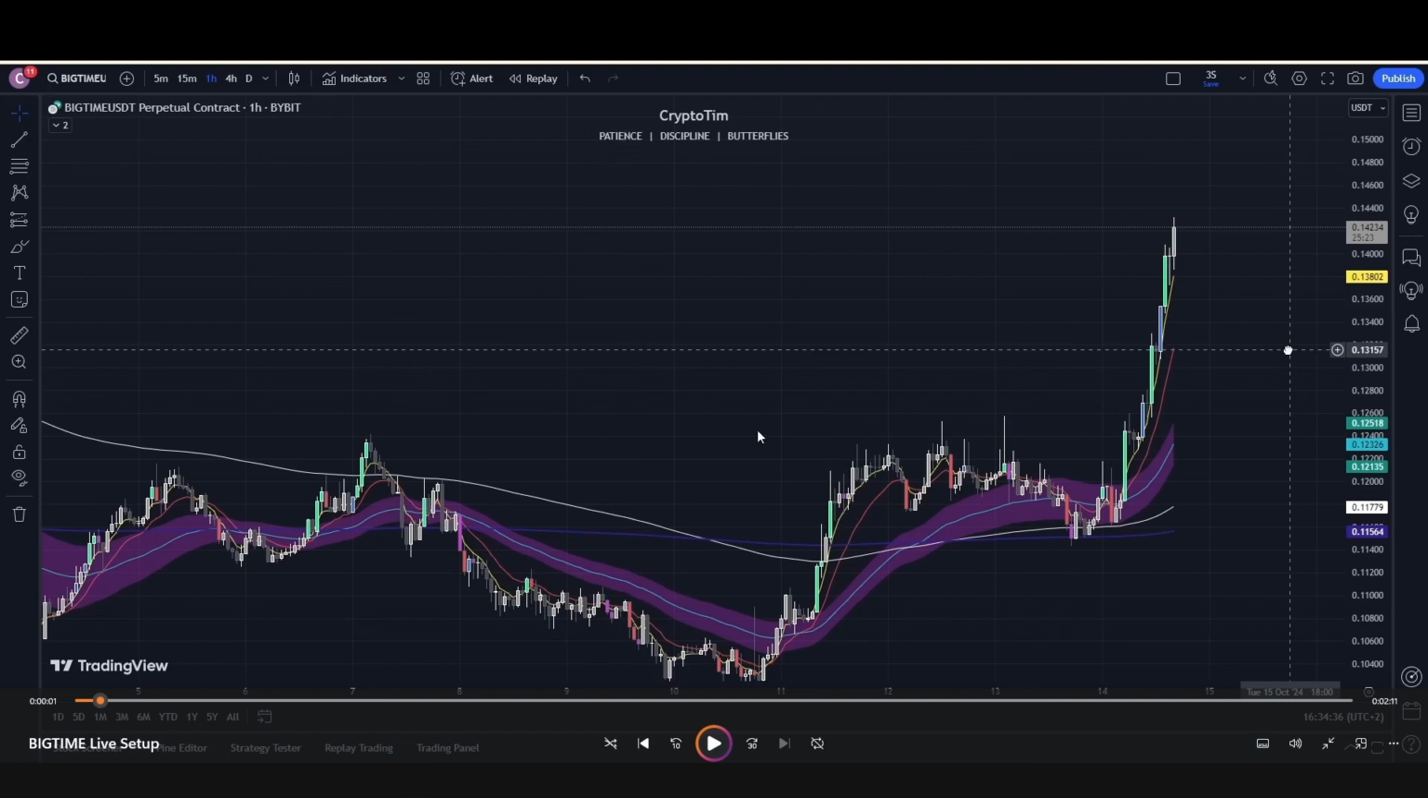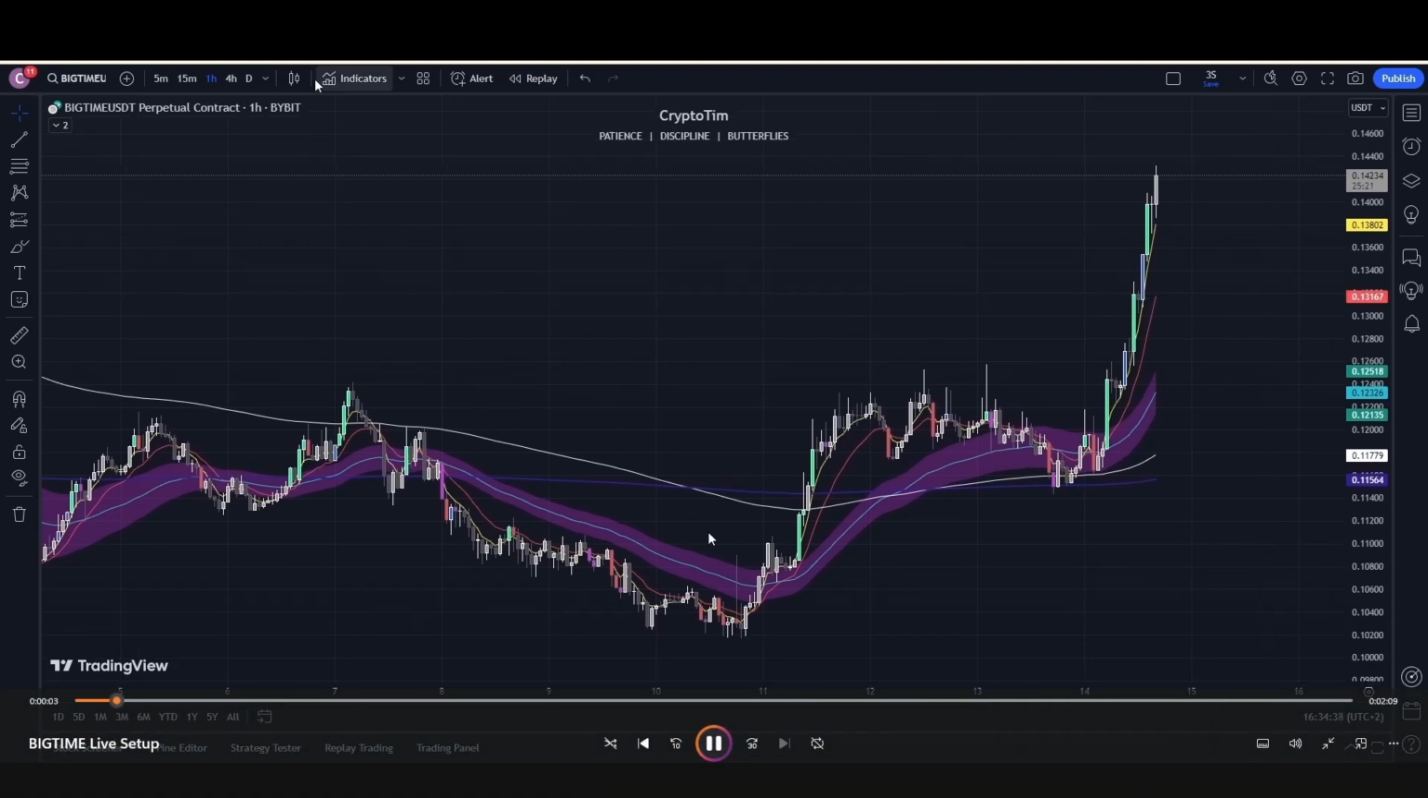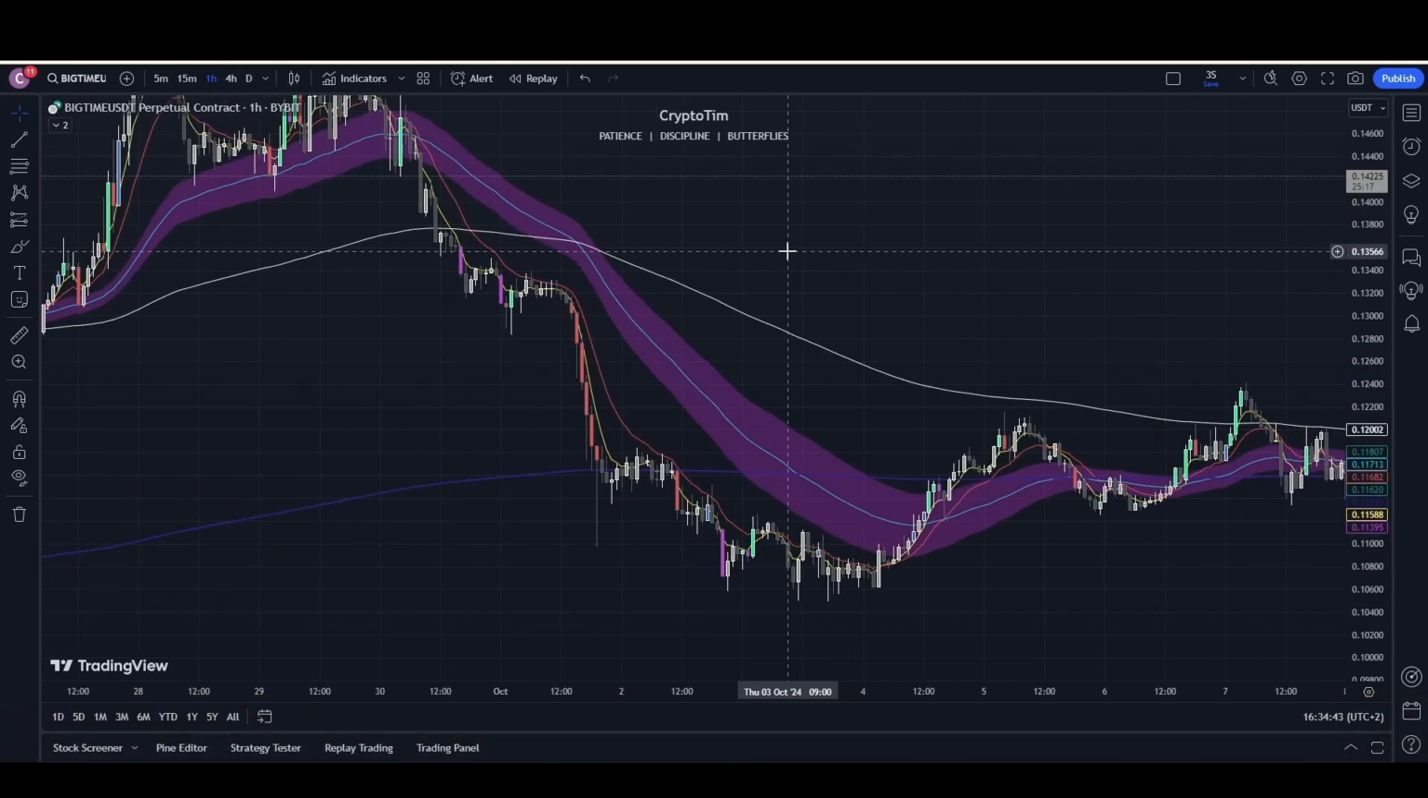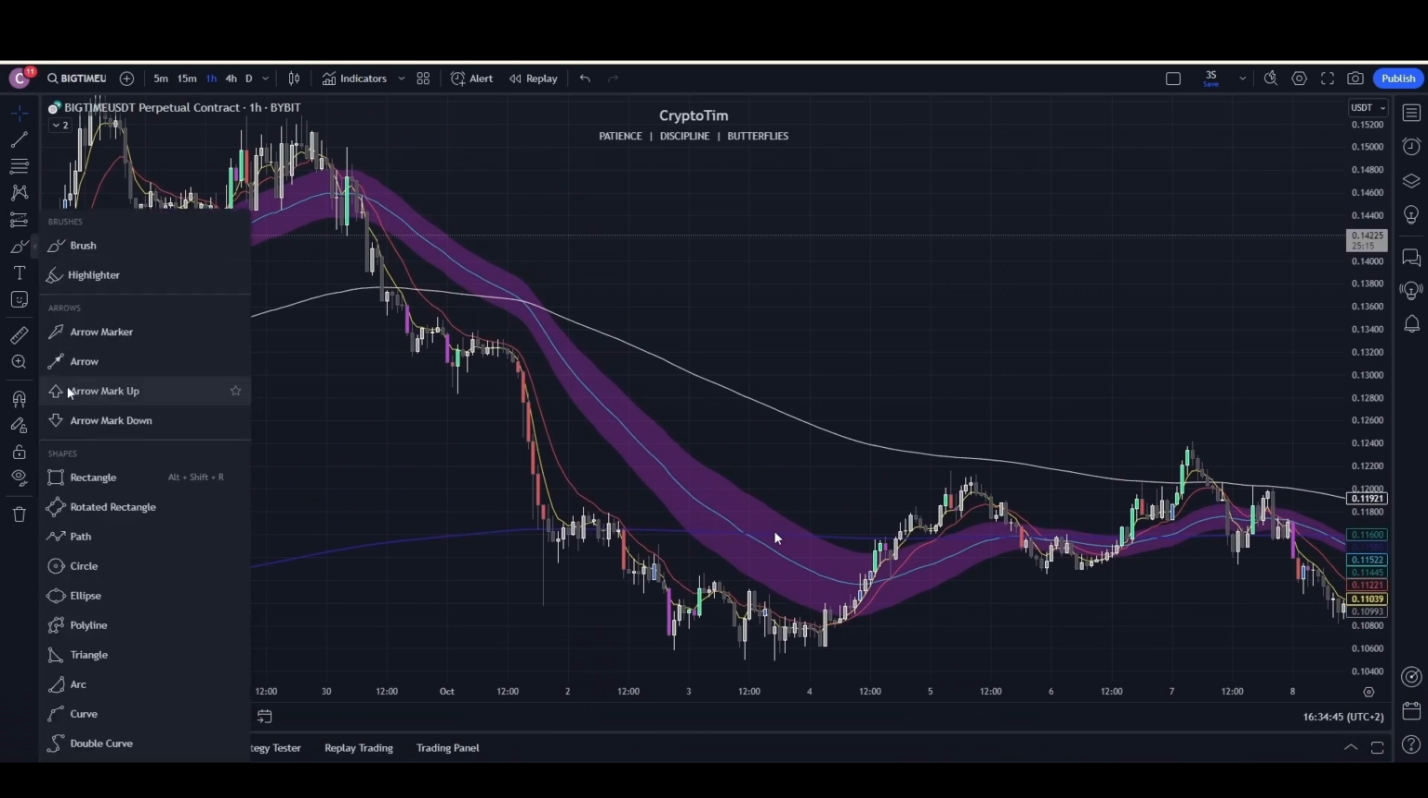Alright, so now for the actual setup part of the video, I'm on the BIGTIME USDT chart. This was one of the biggest gainers of the day. You can see here on the 1 hour time frame, we have this very strong move up with a lot of strong vector candles. So the first thing we do when we open the chart, as always, whatever time frame we're on, is we look to the left and see if there's anything interesting.